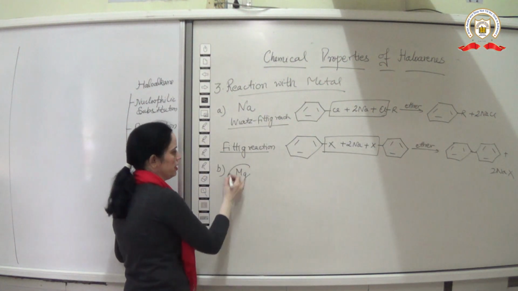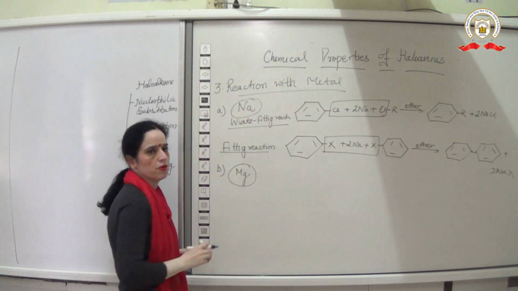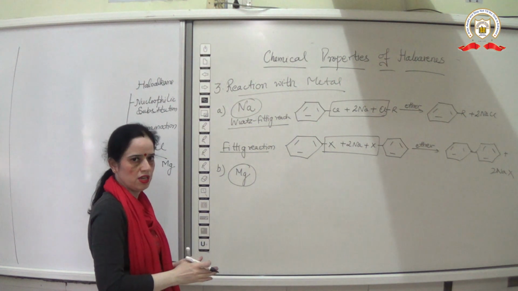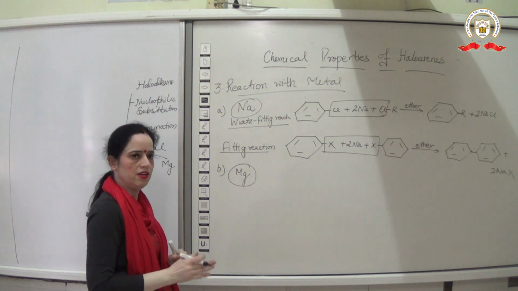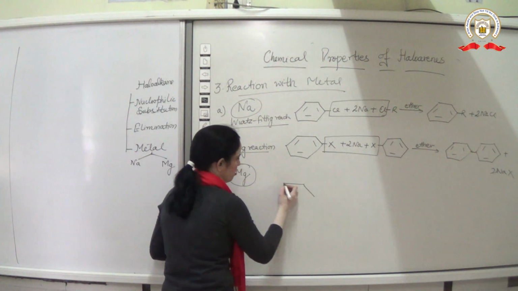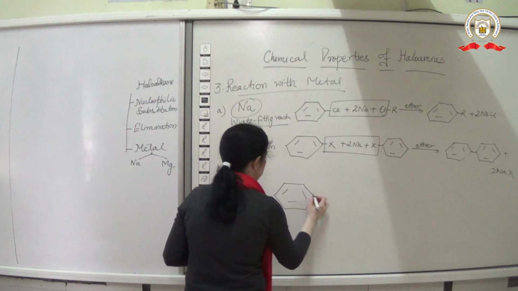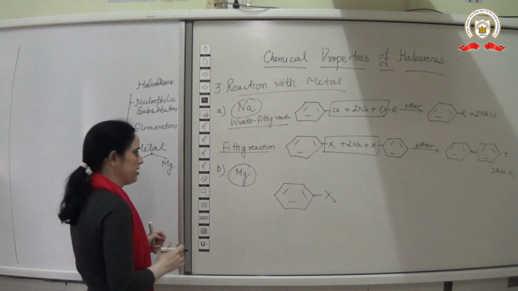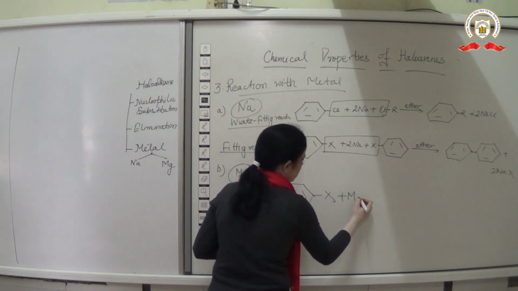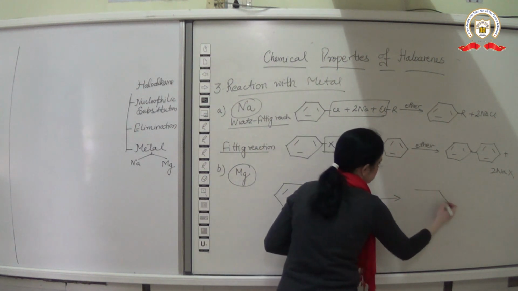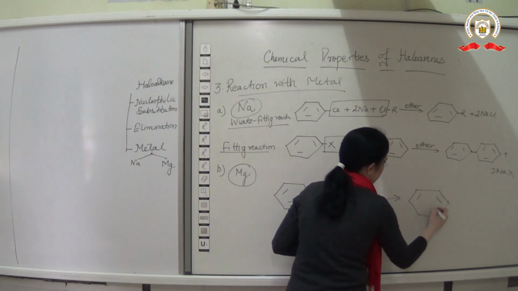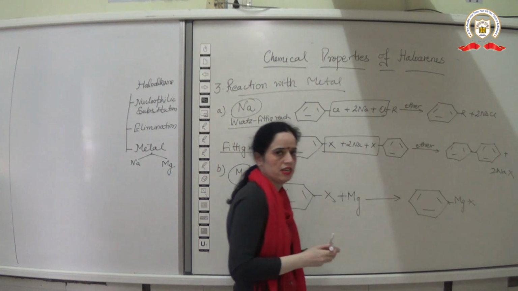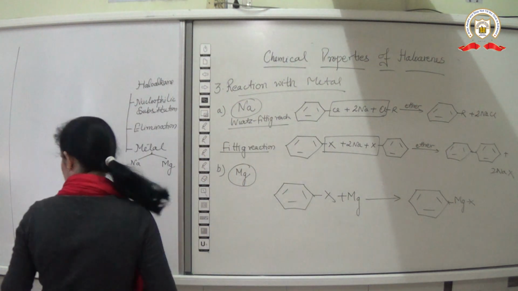So now let's come to the other metal. This is Mg. What happens when RX reacts with Mg? Remember, when RX reacts with Mg, it is known as the Grignard reagent. So let's have a look this time. We have taken the haloalkane part, and it is reacted with Mg. What we get is the Grignard reagent, aryl magnesium halide.